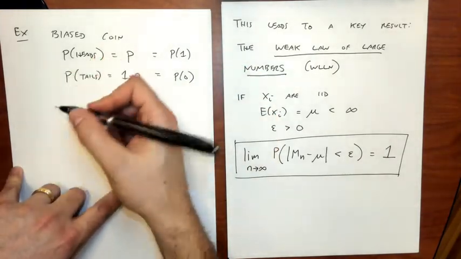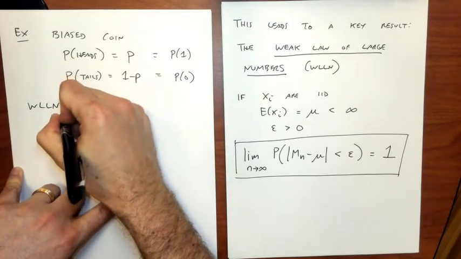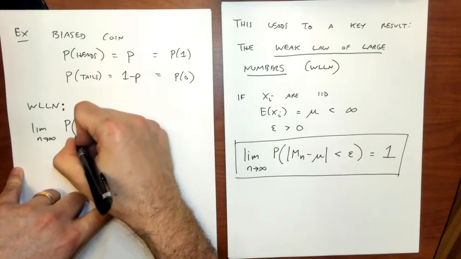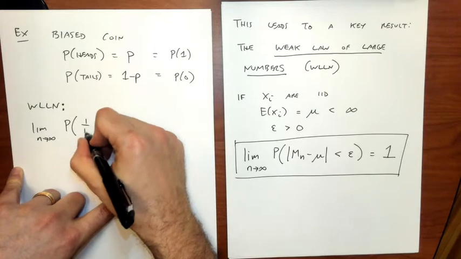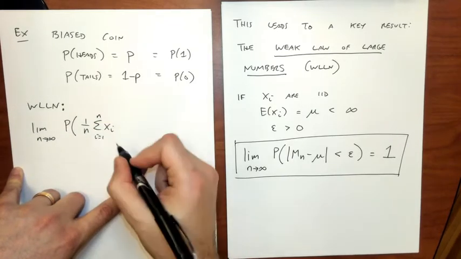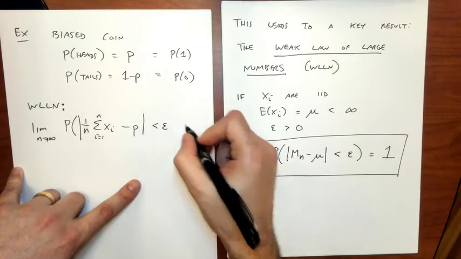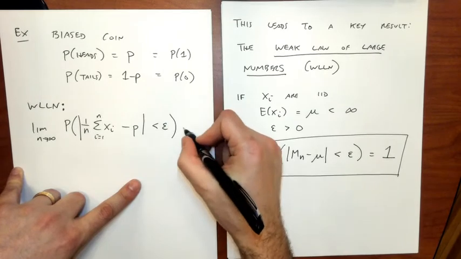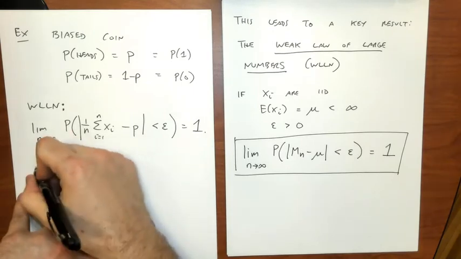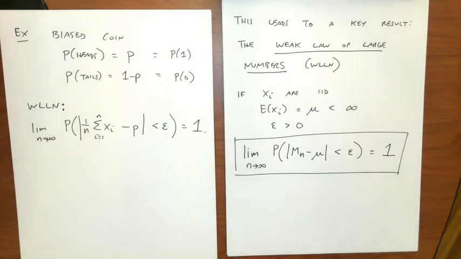So if we compute the mean, the weak law of large numbers says that in the limit, if I were to average my ones and zeros coming from the coin flips, the probability that number would be within epsilon of the true value of p is equal to 1. So the average number of successes gets very, very close to p as n gets bigger and bigger.